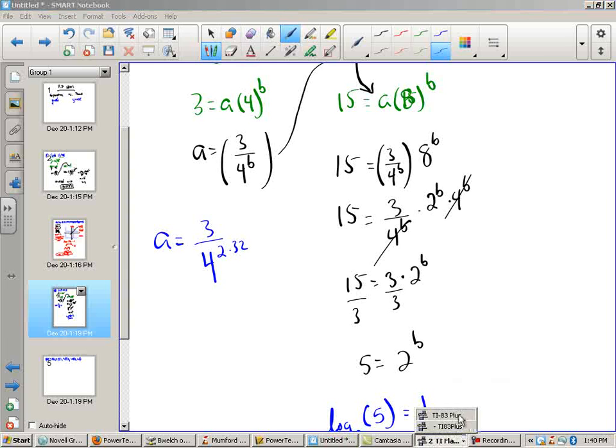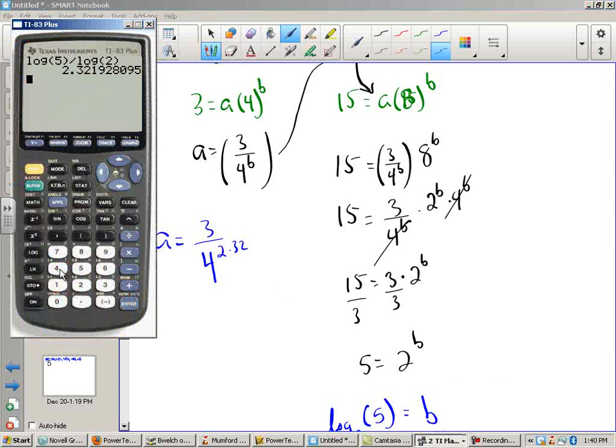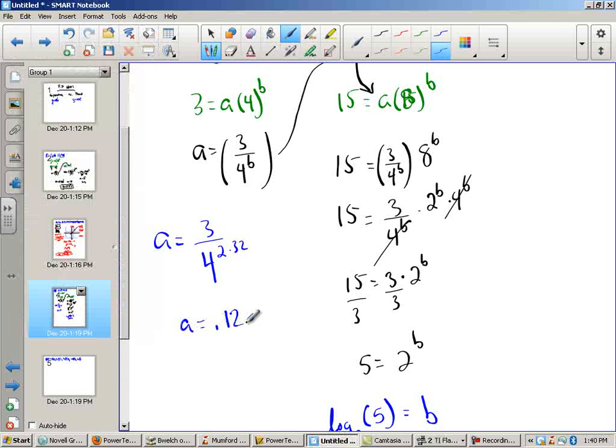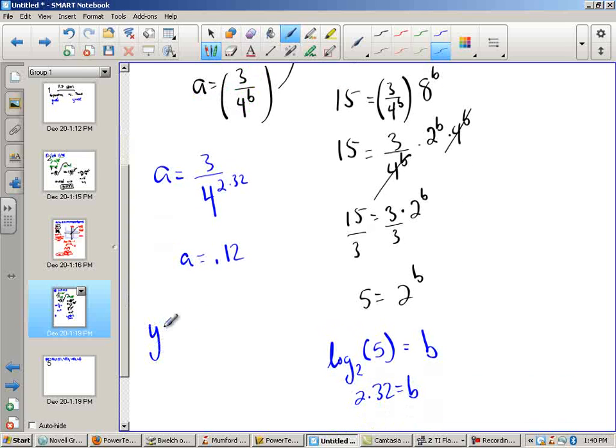And I'll go to the calculator for that. It's 3 divided by parentheses 4 raised to the, I'm just going to grab the answer. You could type in 2.32. I'm trying not to round. And I get 0.12. So a equals 0.12. That means my equation is y equals 0.12 x to the 2.32. And that's how we build the power function. It's very similar to the other one, just that the x is not an exponent in this problem. And so that was number 15.